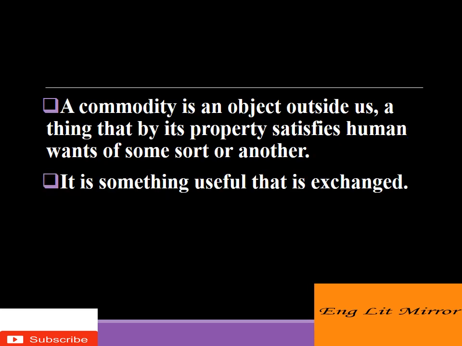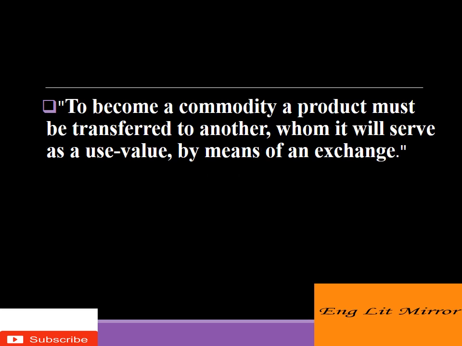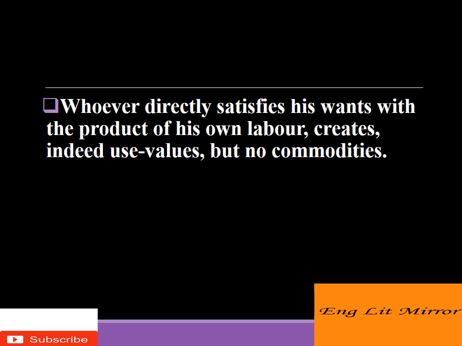A commodity is an object outside us, a thing that by its property satisfies human wants of some sort or another. It is something useful that is exchanged. To become a commodity, a product must be transferred to another, whom it will serve as a use value, by means of an exchange. Whoever directly satisfies his wants with the product of his own labor creates indeed use values but no commodities. In order to produce the latter, that means commodities, he must not only produce use value but use values for others, social use values.